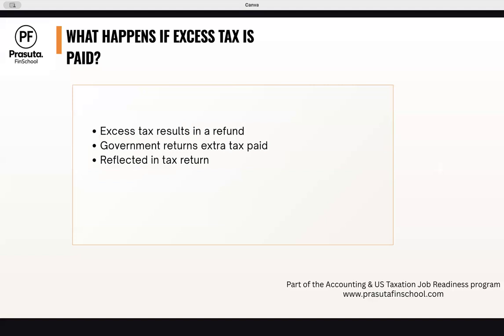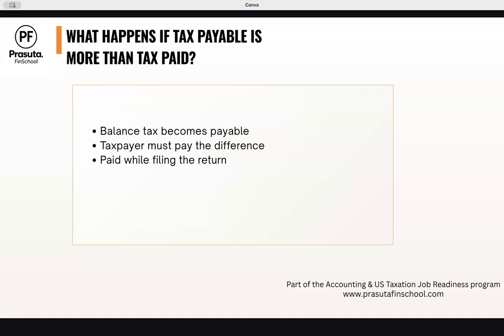Then what happens if excess tax is paid? It is as simple as that: excess tax results in a refund, the government returns the extra tax paid, and it is reflected in the tax return. And what happens if tax payable is more than tax paid? These are very basic questions, but the interviewer might ask them to check how aware you are and how good you are at answering a very basic question. The balance tax becomes payable, and the taxpayer must pay the difference while filing the return. That is the answer you have to give here.